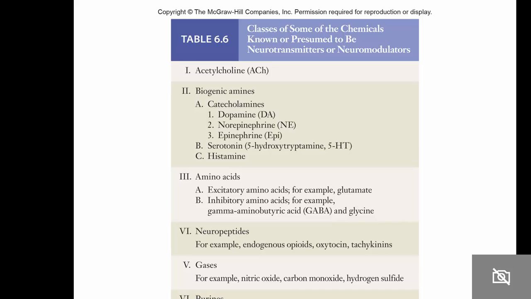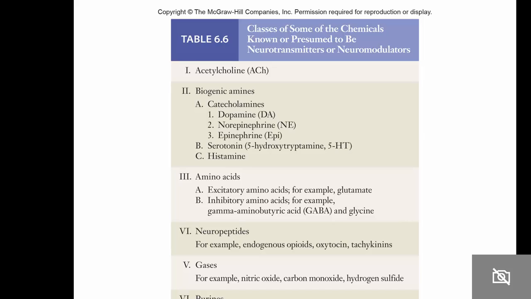Then you have gases: nitric oxide, carbon monoxide, and hydrogen sulfide. In addition to everything else that they do, you can actually use them as a neurotransmitter. This neurotransmitter we're actually going to look at when we look at dilation of blood vessels. Highly involved in dilating your arteries and your veins. And it's a gas. And then ultimately you have purines, adenosine and ATP.